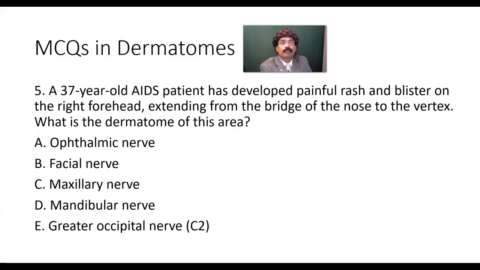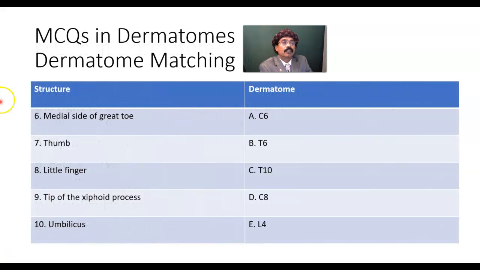Number 5. A 37-year-old AIDS patient, AIDS meaning acquired immune deficiency syndrome, has developed a painful rash and blister on the right forehead, extending from the bridge of the nose to the vertex. What is the dermatome of this area? Ophthalmic nerve, facial nerve, maxillary nerve, mandibular nerve, greater auricular nerve.